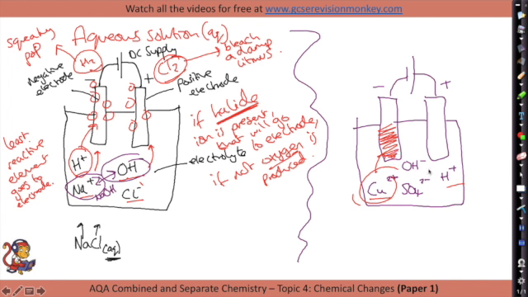And for the positive electrode, you've got hydroxide and sulfate ions. As we don't have a halide ion present, we don't have a group 7 ion present, then our rule says that oxygen will be produced. So at this electrode, you will get oxygen given off because the hydroxide goes there and produces oxygen, which is given off, and water, which goes back into the solution.